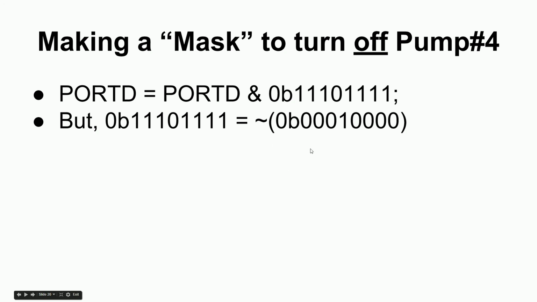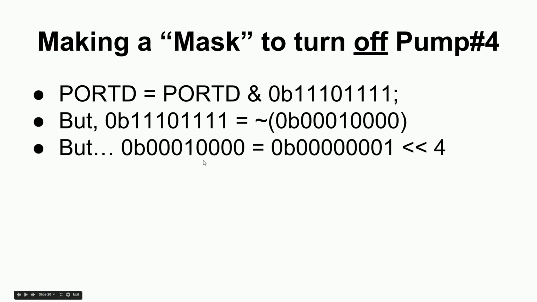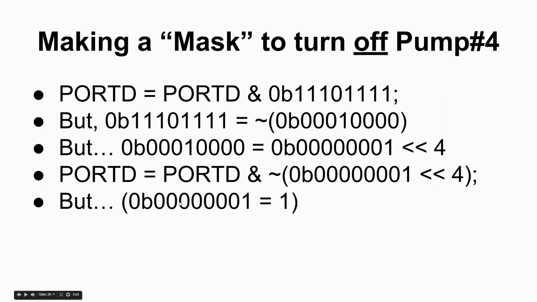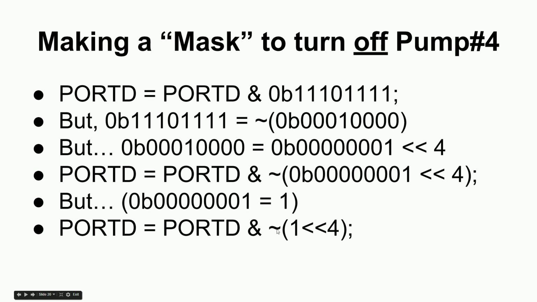So now that we flipped it, we can do what we did in the previous slide. We can take the inside of this tilde and say that's the same thing as the number binary one shifted four times. So now we can say port D is equal to port D ANDed with the inverse of this number shifted four times, of number one really, binary one shifted four times. And we can simplify binary one to just the number one. Remember, this is just one. Therefore, port D is equal to port D ANDed with the inverse of one shifted four times.